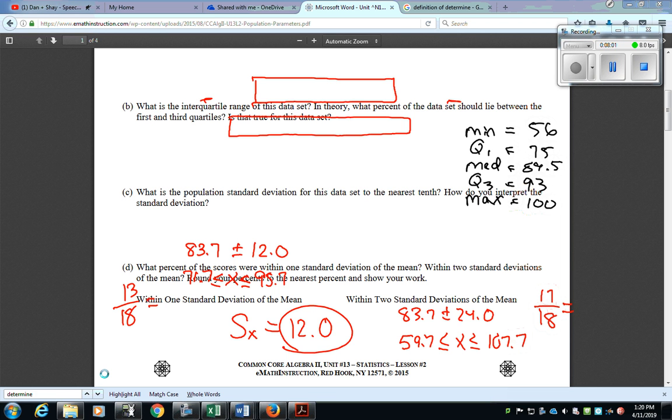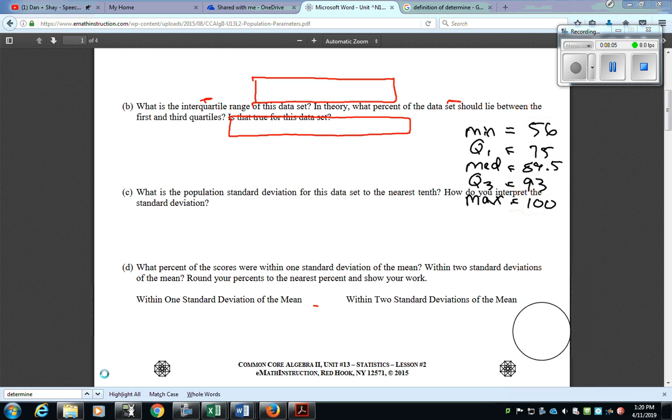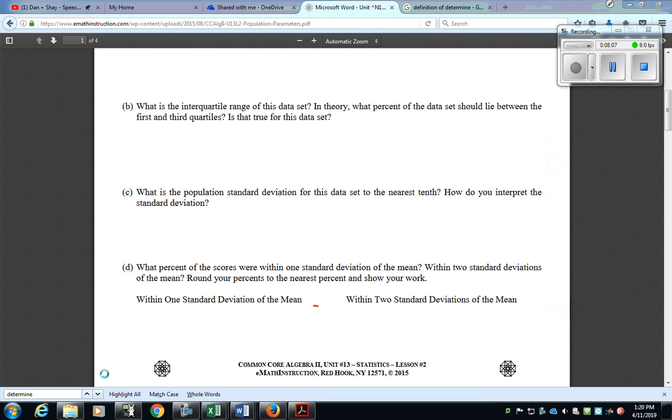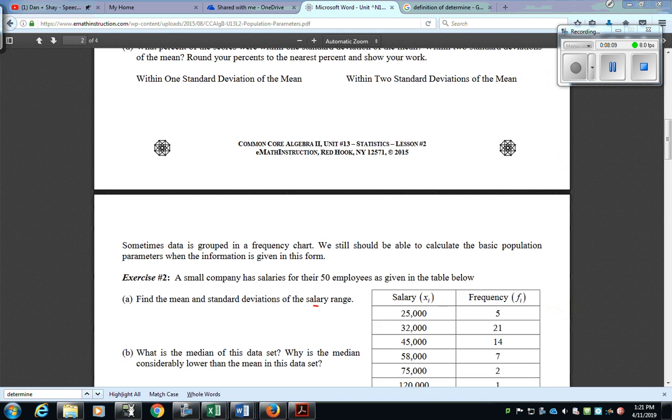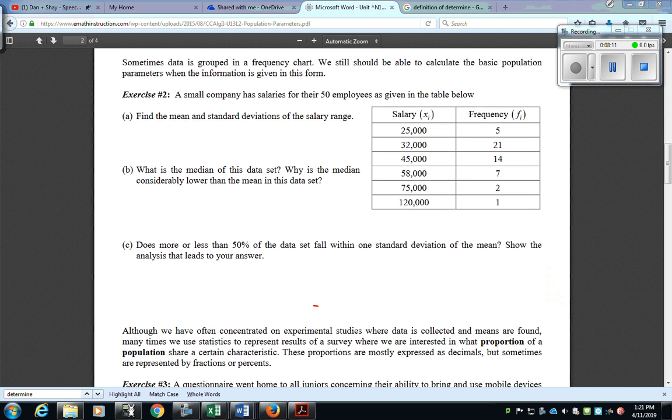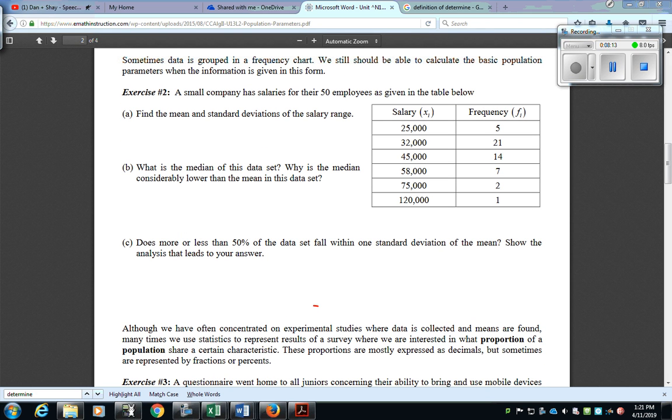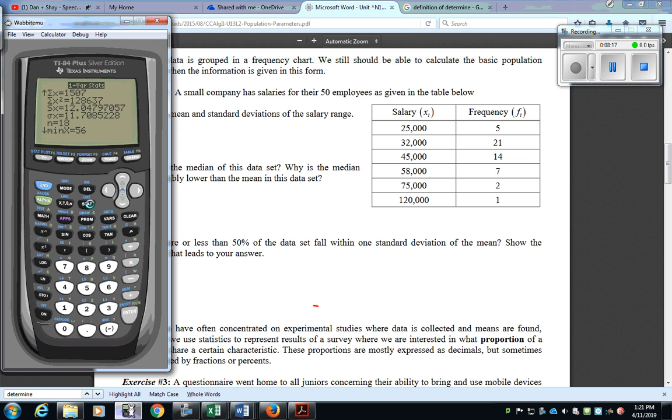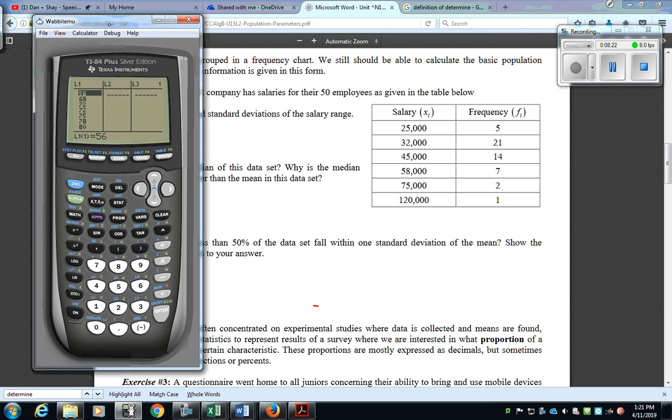So let's move on to the next example on the other side. And this one, the data is a little different because they have a frequency. So I'm going to go ahead and show you how to type in this data by pressing the stat button and enter. So I'm going to go ahead and start inputting the data.